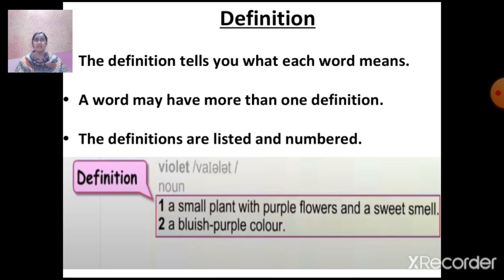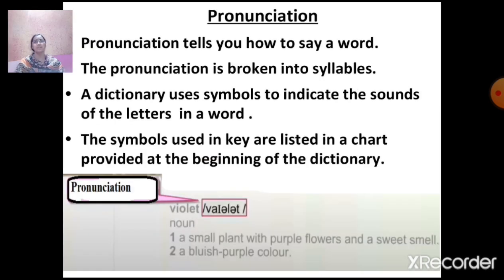The dictionary also provides the spelling of a word. Some words can be tricky to pronounce based on their spelling. So in that case, the dictionary provides the pronunciation of the entry word. Now let us see this. The pronunciation key shows how to say a word or a syllable.